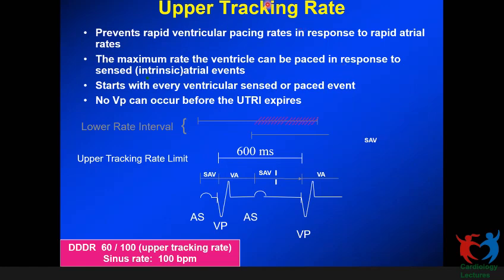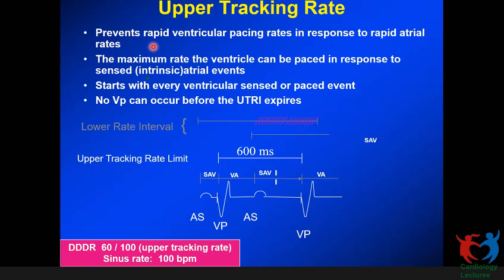So why do we want to do that? Your patient may have an atrial tachycardia. If you do not set a limit for pacing the ventricle, then on sensing a faster atrial rate during atrial tachycardia, it would pace the ventricle also at a very fast rate. So we don't want that. So then you want to put a limit to that.